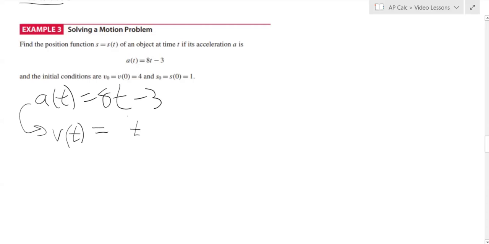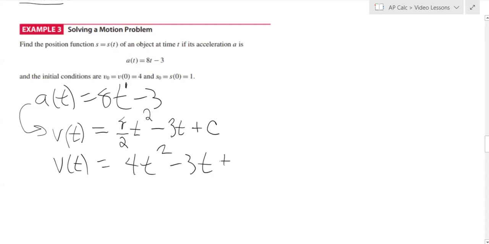Remember, the exponent on the t is understood to be 1, so the power rule is you add 1 to the exponent and multiply by the reciprocal of the new exponent, which would end up making that 4t squared, minus 3, the antiderivative of 3 would be 3t, plus c. So v of t equals 4t squared minus 3t plus c. This is what we would call the general solution because it has the general antiderivative.